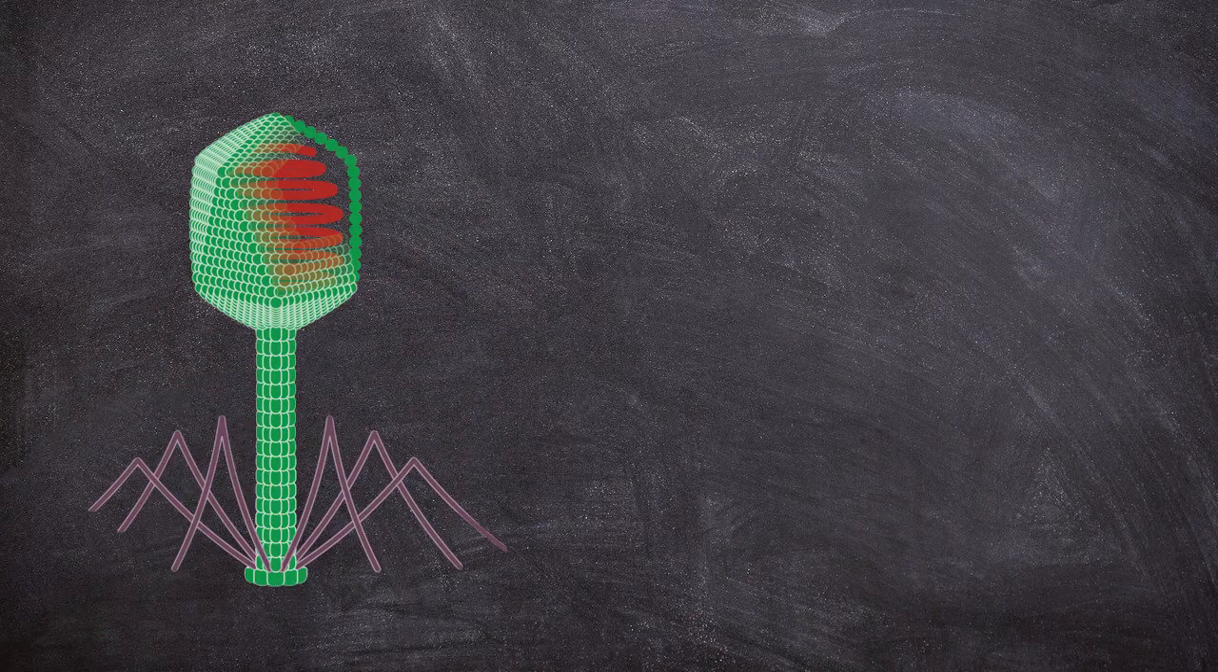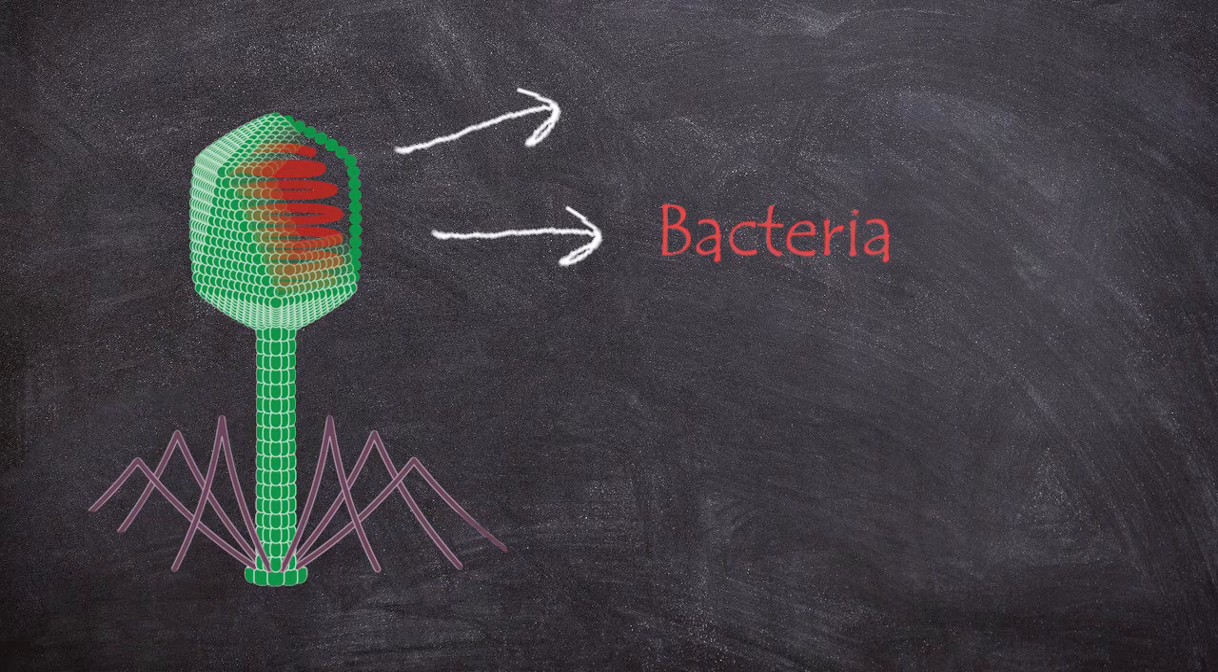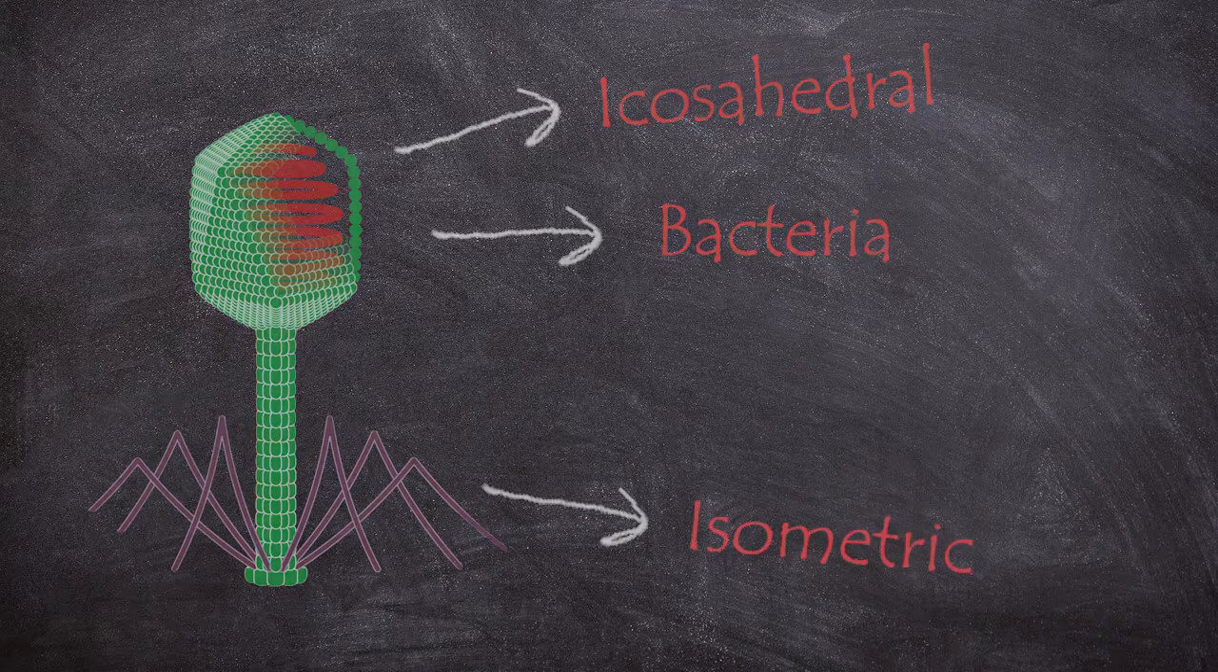Last shape is the bacteriophages, or the head and tail viruses. It's obvious from the name that they attack bacteria. Their head is similar to the icosahedral viruses, and their tails are similar to the isometric.